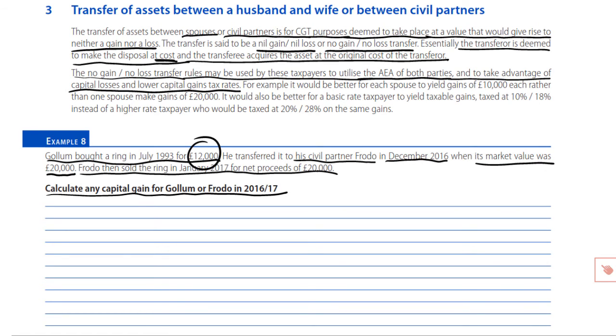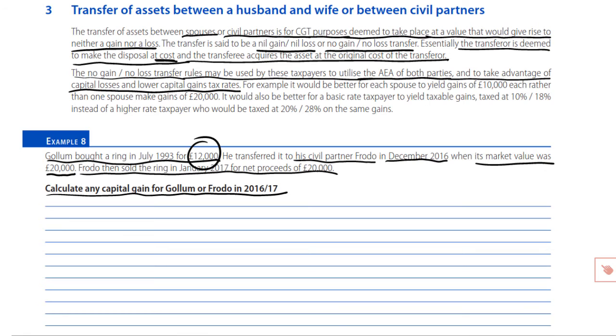If one of the taxpayers has a loss brought forward, let that taxpayer yield the gain, and therefore reduce what might otherwise have been a taxable gain. If one taxpayer is a higher rate taxpayer and the other is a basic rate taxpayer, let the basic rate taxpayer yield any taxable gain.